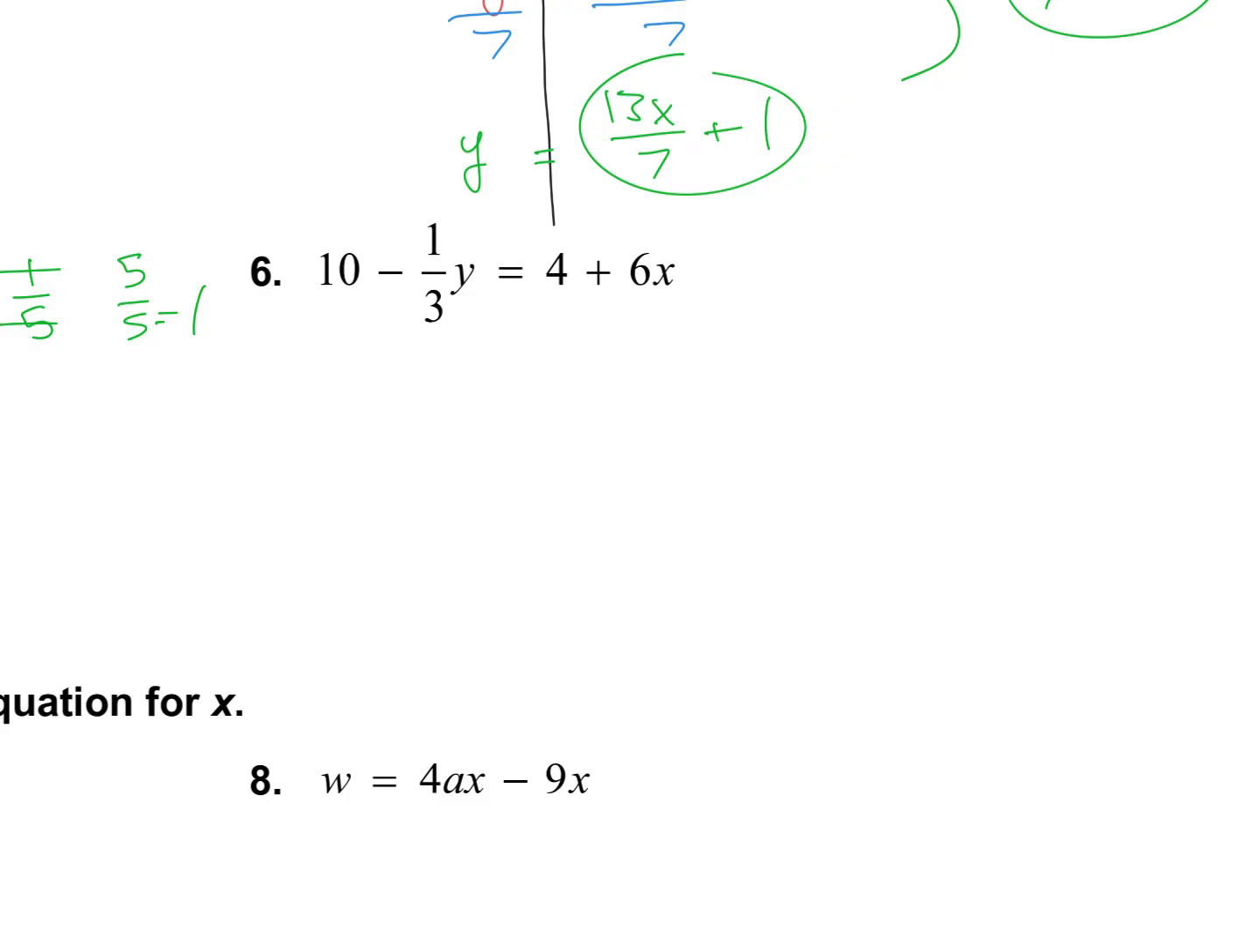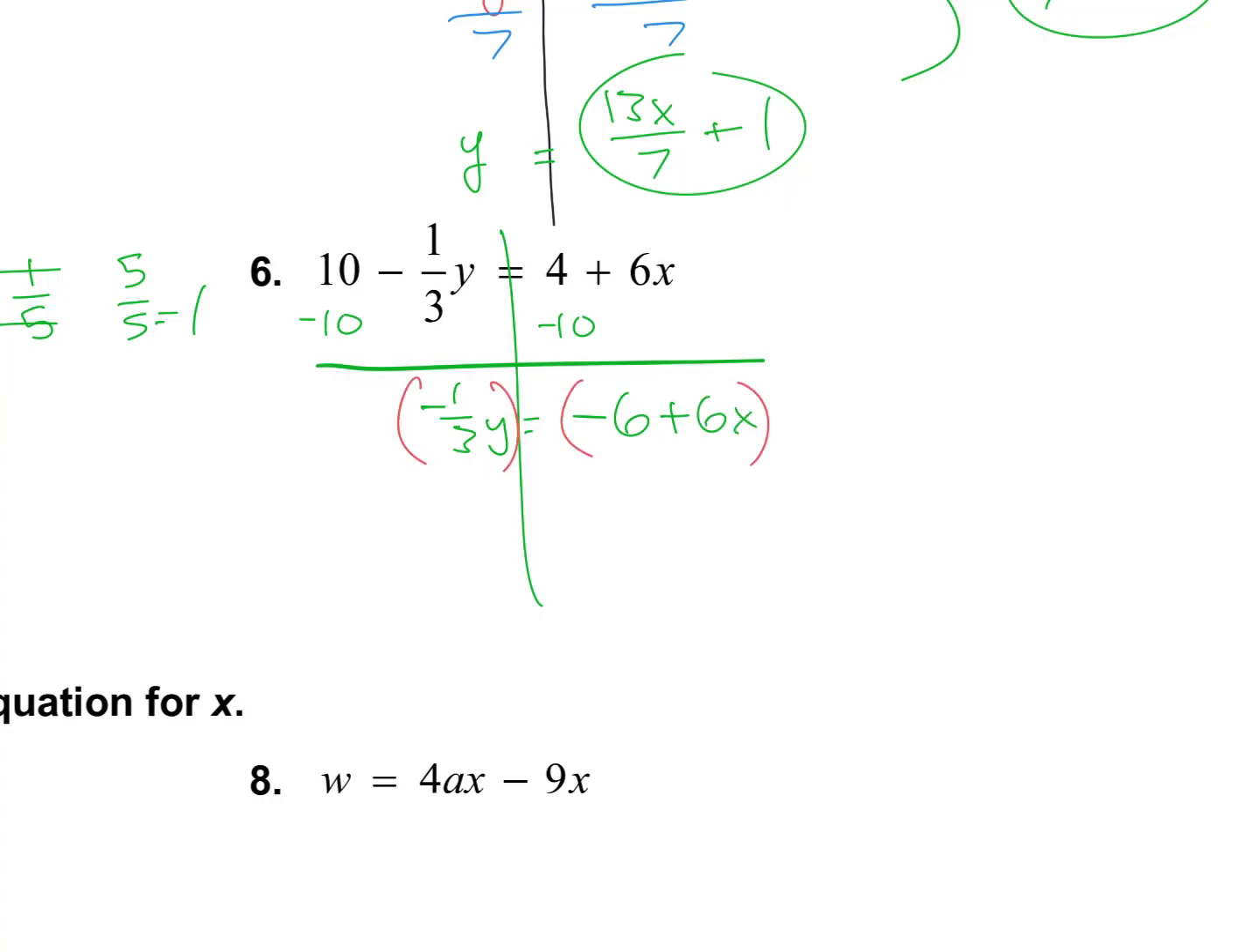Number 6. Pretty much the same as the last one. I'm going to subtract 10. I have negative 1/3 y equals negative 6 plus 6x. I'm going to multiply both sides by negative 3. And I get that y equals 18 minus 18x.